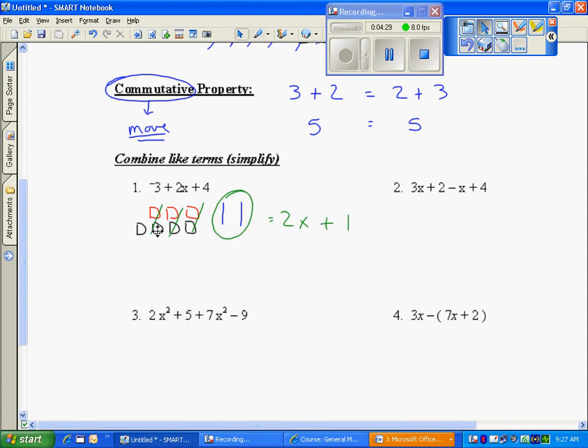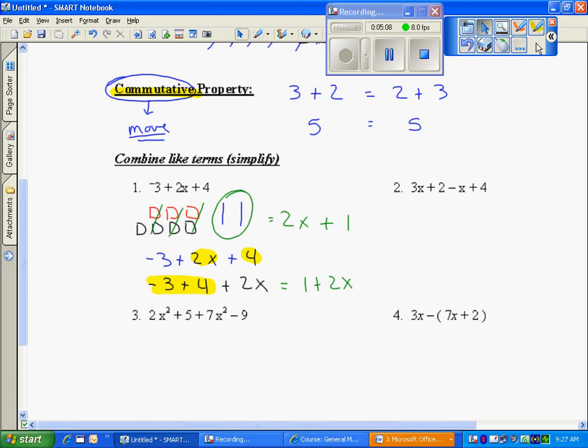Now we don't always want to use algebra tiles, so using the commutative property, what I did algebraically was I took the problem and rearranged the position of the 2x and the 4 using this commutative property, which says this is the same as negative 3 plus 4 plus 2x. Now that I have like items together, I can add that, and that's equal to a positive 1 plus 2x. Let's look at the next problem.